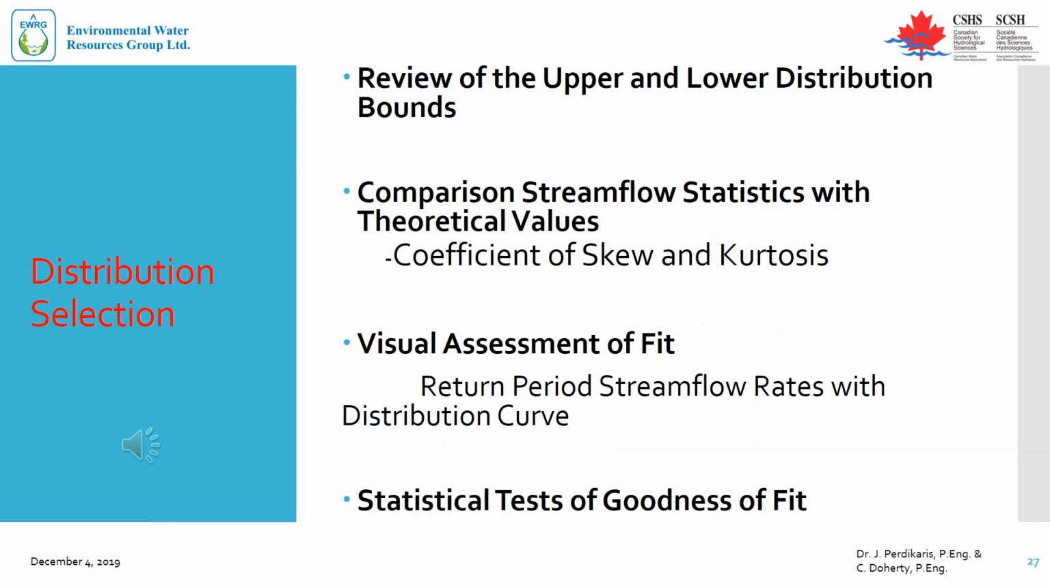One can use the following 4 steps as a guide for selecting a distribution. First, review the upper and lower distribution bounds. If the distribution has an upper bound, this could underestimate your flood flows. However, if the upper bound is high enough, this will have little consequence on your results. Second, compare the streamflow statistics with the theoretical values, specifically the coefficient of skew and the coefficient of kurtosis. Third, undertake a visual assessment of the fit, particularly the return period streamflow rates with the distribution curve. And finally, undertake statistical goodness of fit tests, including the chi-square test, Kolmogorov-Smirnov test, the standard error, and also the Anderson-Darling test.